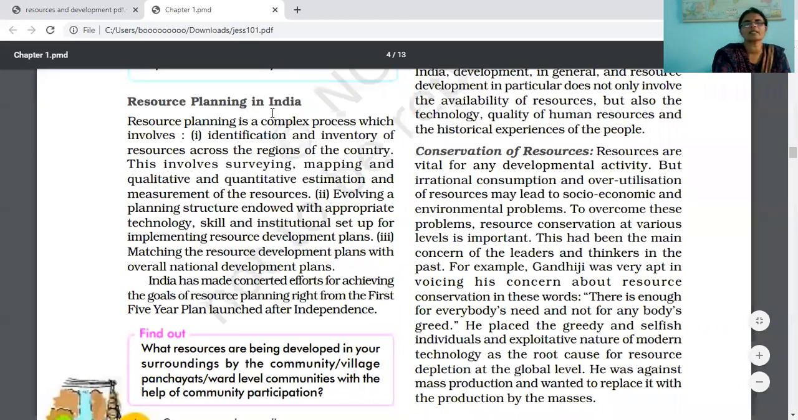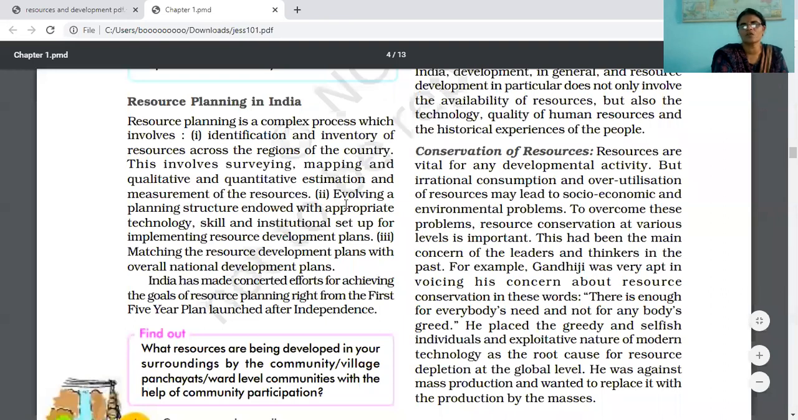See, resource planning in India. Resource planning is a complex process which involves three steps. First is identification and inventory of resources across the regions of the country. This identification and inventory involves, what are they? Surveying the land where it is found, mapping the land, and quality and quantity estimation: how much quality, how much quantity of resources are found.